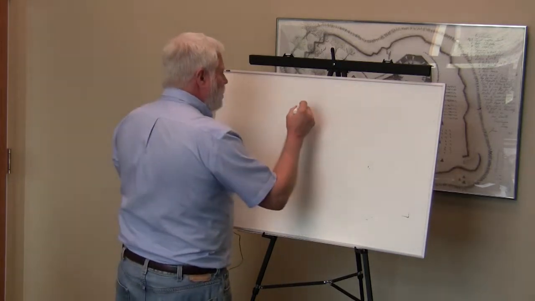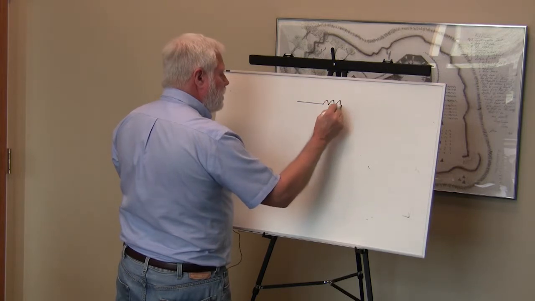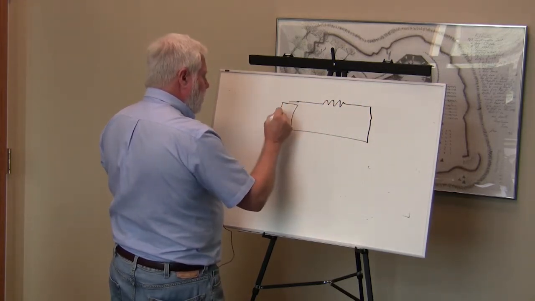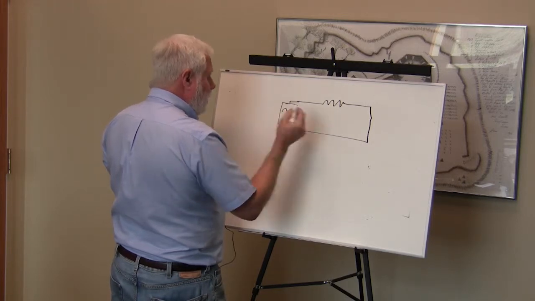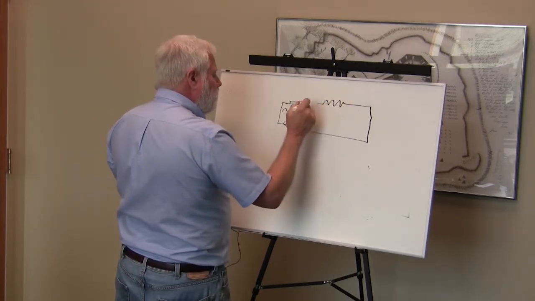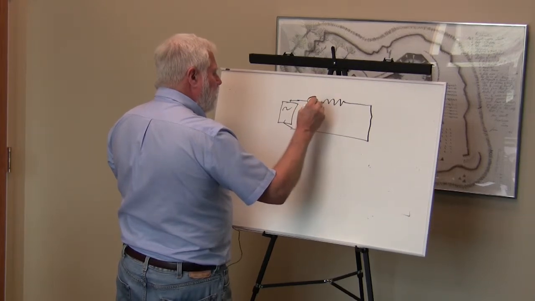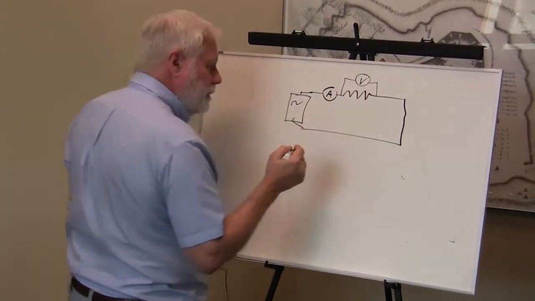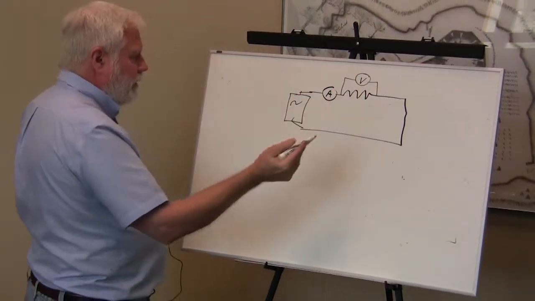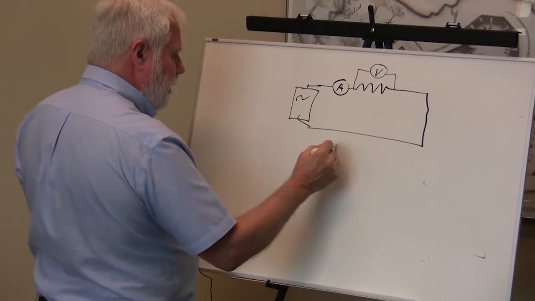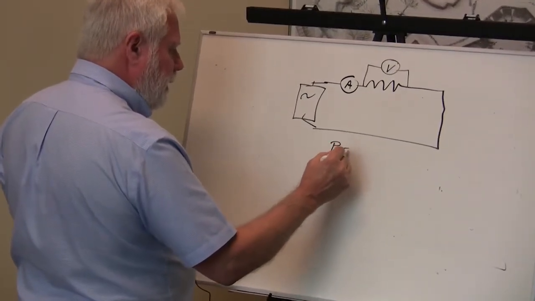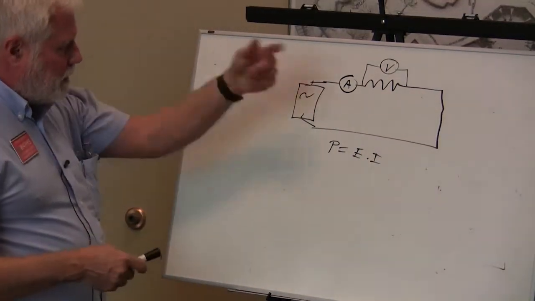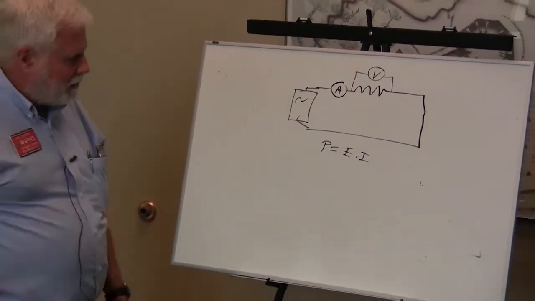Let's go back to our simple circuit here. Start out with just a resistor and a power supply, and we'll make it an AC power supply. And once again, we're going to put an ammeter here and a voltmeter here and measure these two things. We turn on the circuit and we measure a certain current, a certain voltage, and we can discover P equals E times I. Just make the measurements, put them in, E times I.